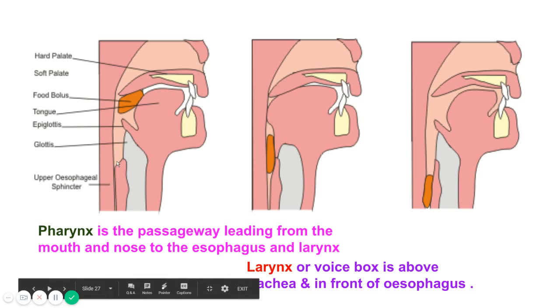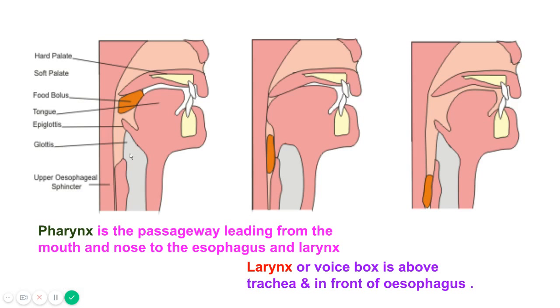Diagrammatically, you can see the pharynx is a passageway leading from the mouth and nose to the esophagus and larynx. So this is the pharynx, and the larynx or voice box is above the trachea and in front of the esophagus. So this is the larynx. And students, you must know that the opening of the windpipe is known as glottis, whereas a flap of cartilage which covers the glottis is known as epiglottis. This is the glottis, the opening of the trachea, and this flap is known as the epiglottis.